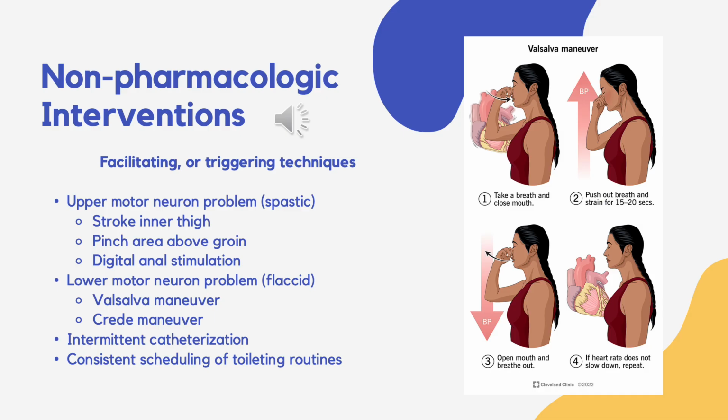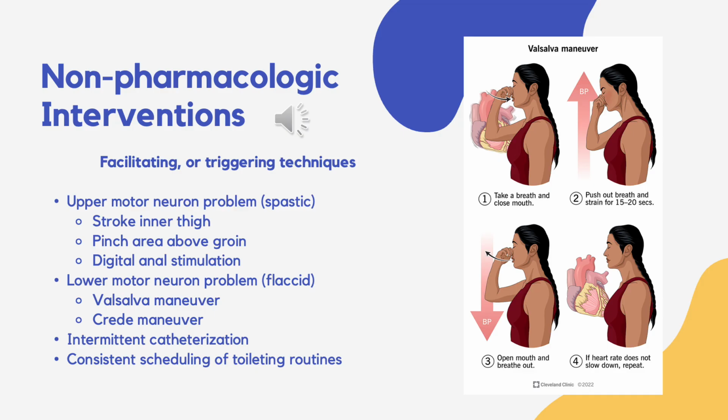All right, so let's talk about how we can manage neurogenic bladder. This is usually done with a multifaceted approach. And while I say that, non-pharmacological interventions really play a central role. These strategies help to improve bladder emptying and prevent complications. One of the first things we're going to discuss as far as non-pharmacological interventions go is facilitating or triggering techniques. These stimulate voiding by targeting specific areas of the body.